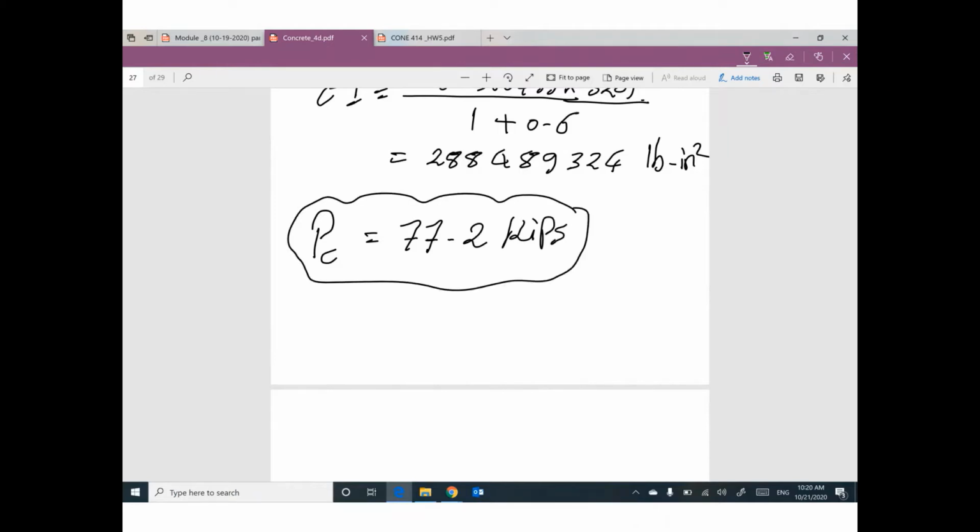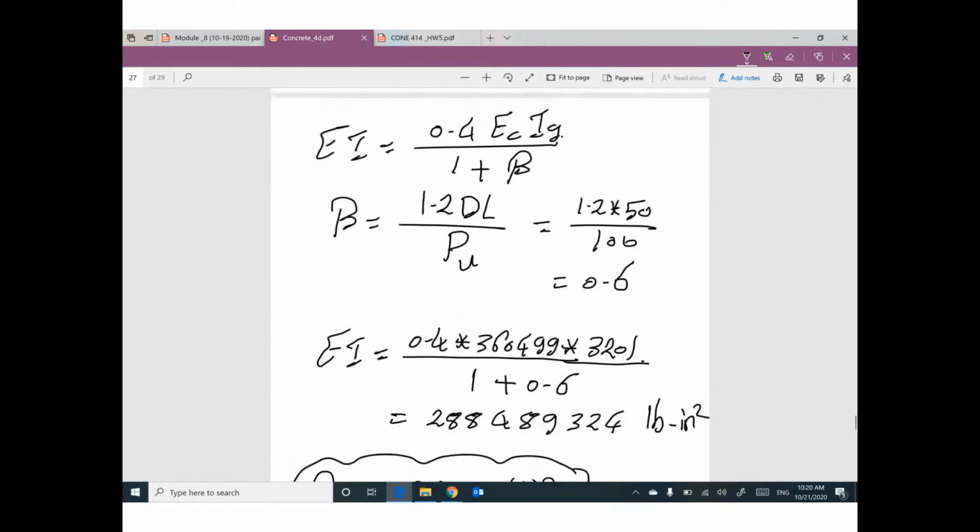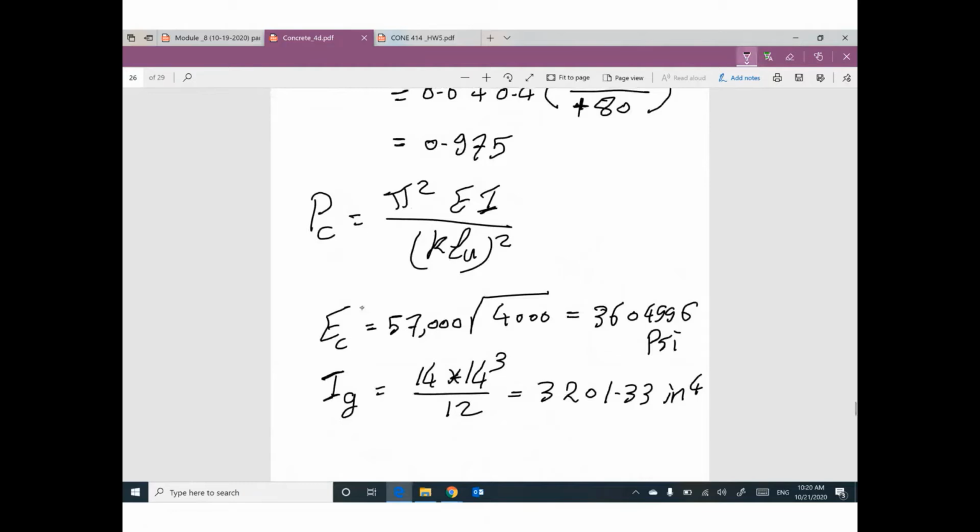Guys, I have a hint here. Please, when you are doing these calculations, make sure K times LU in inch. So if you remember, K is 1, LU unsupported length 16, but 16 in feet. So I have to multiply it by 12. All of these numbers square. Be careful. We don't have anything in feet. Everything should be in inch.